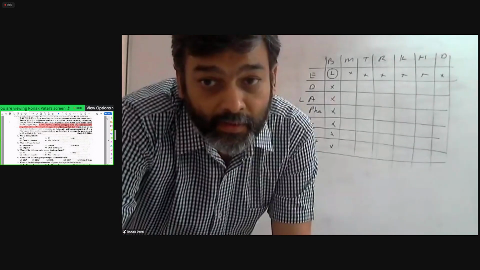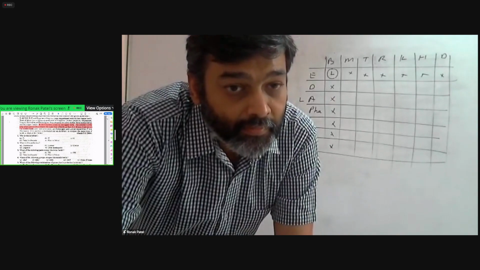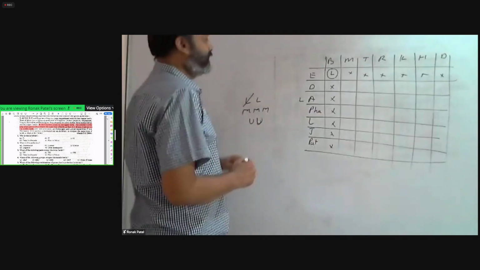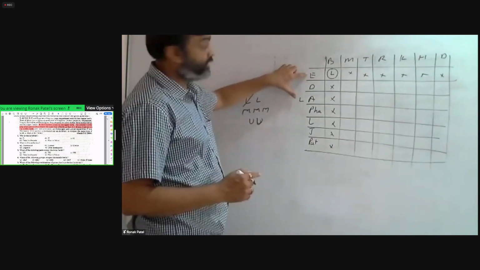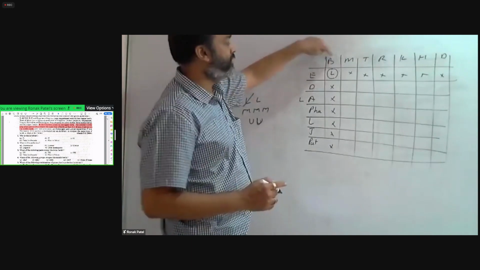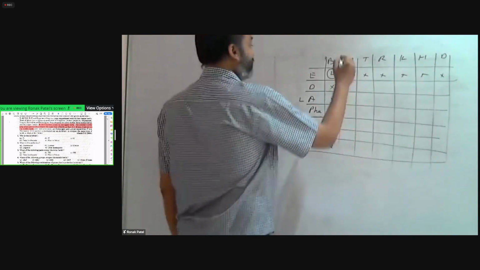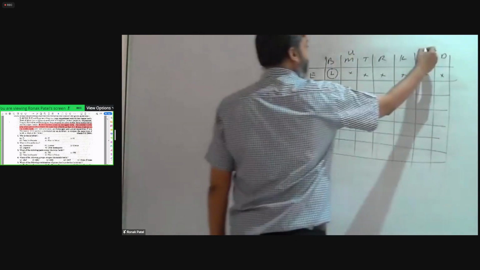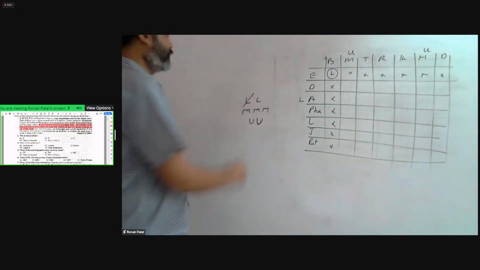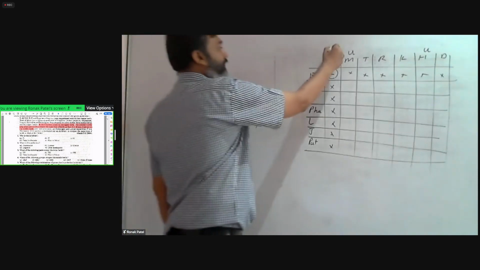M and H are not on the middle berth. So if M and H are not on the middle berth, they cannot be on the lower berth either, because B is also in the lower berth, so M, H and B cannot be together. So M is in upper and H also in upper berth. So that is clear. The 2 upper berths are also clear. B is in the lower berth, that is also clear.